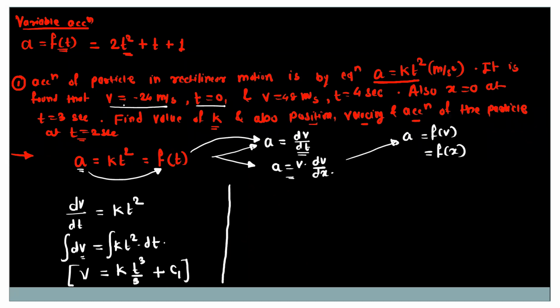Now refer the conditions. At t is equal to 0, we have v is equal to minus 24 meter per second. So put this condition in equation 1. So we will get minus 24 is equal to k, t value is 0, so 0 divided by 3 plus C1. So from this equation, we will get C1 is equal to minus 24.